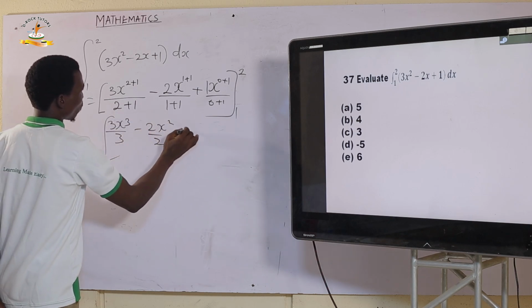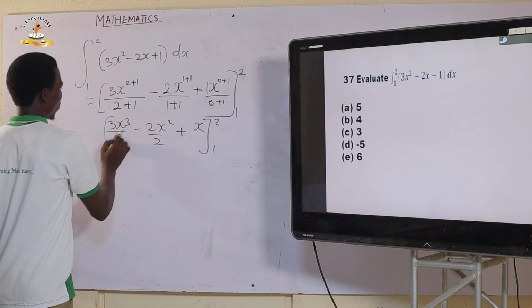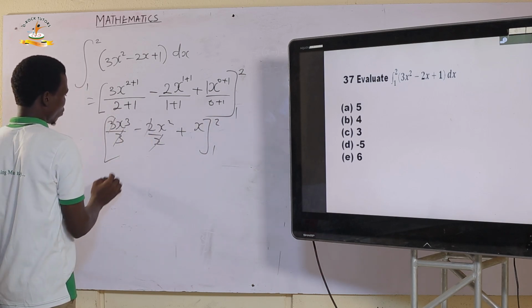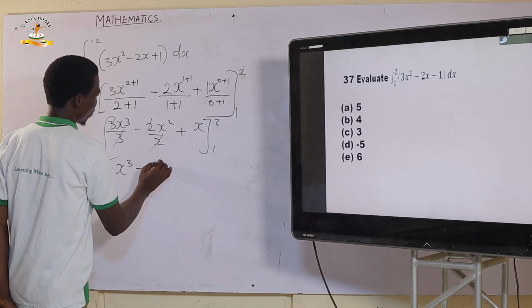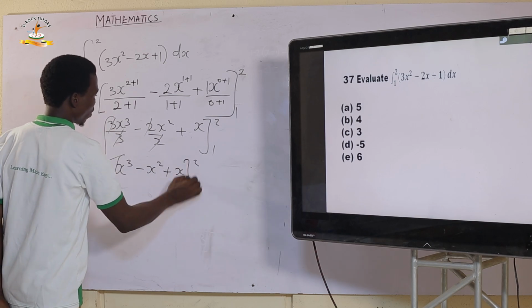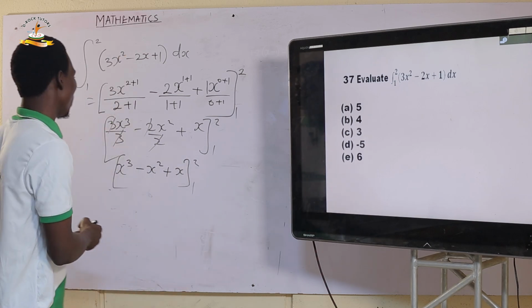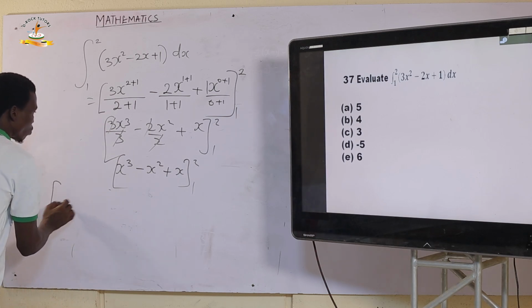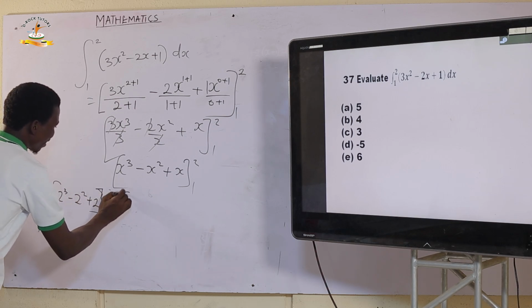all by 2 plus what? X. And then what do I have? 2, 1. 3 cancels 3, 2 cancels 2. I'm going to have what? X raised to power 3 minus x squared plus x with a boundary condition of what? 2 and 1. How do we deal with the boundary condition? We put the 2 and we see how it works. When it is 2, it becomes 2 raised to power 3 minus 2 squared plus what? 2. And when it is what? When it is 1 minus the lower boundary.